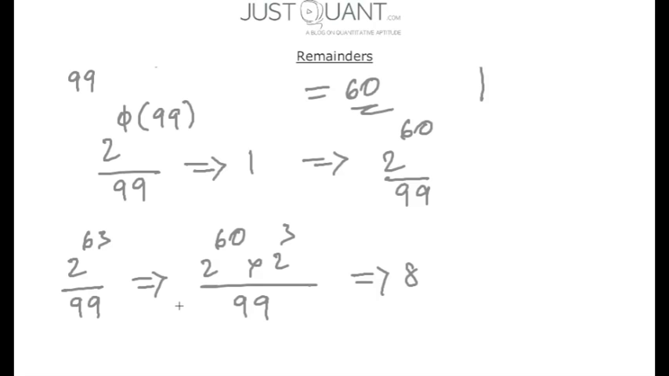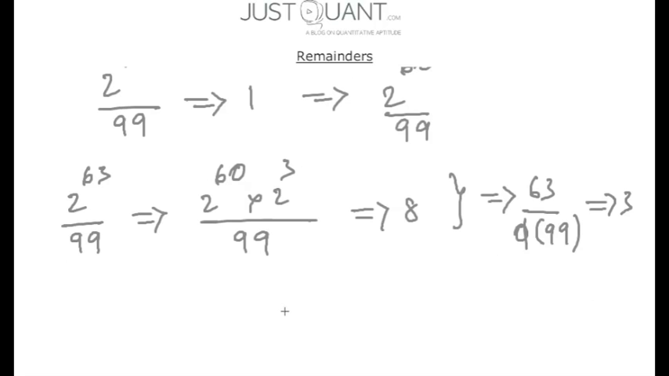So instead of writing 2 to the power of 63 as 2 to the power of 60 into 2 to the power of 3, we can divide the exponent 63 by phi of 99, which gives us a remainder 3. This 3 becomes a new exponent. That is, now 2 to the power of 63 becomes 2 to the power of 3 by 99, which gives us a remainder 8.